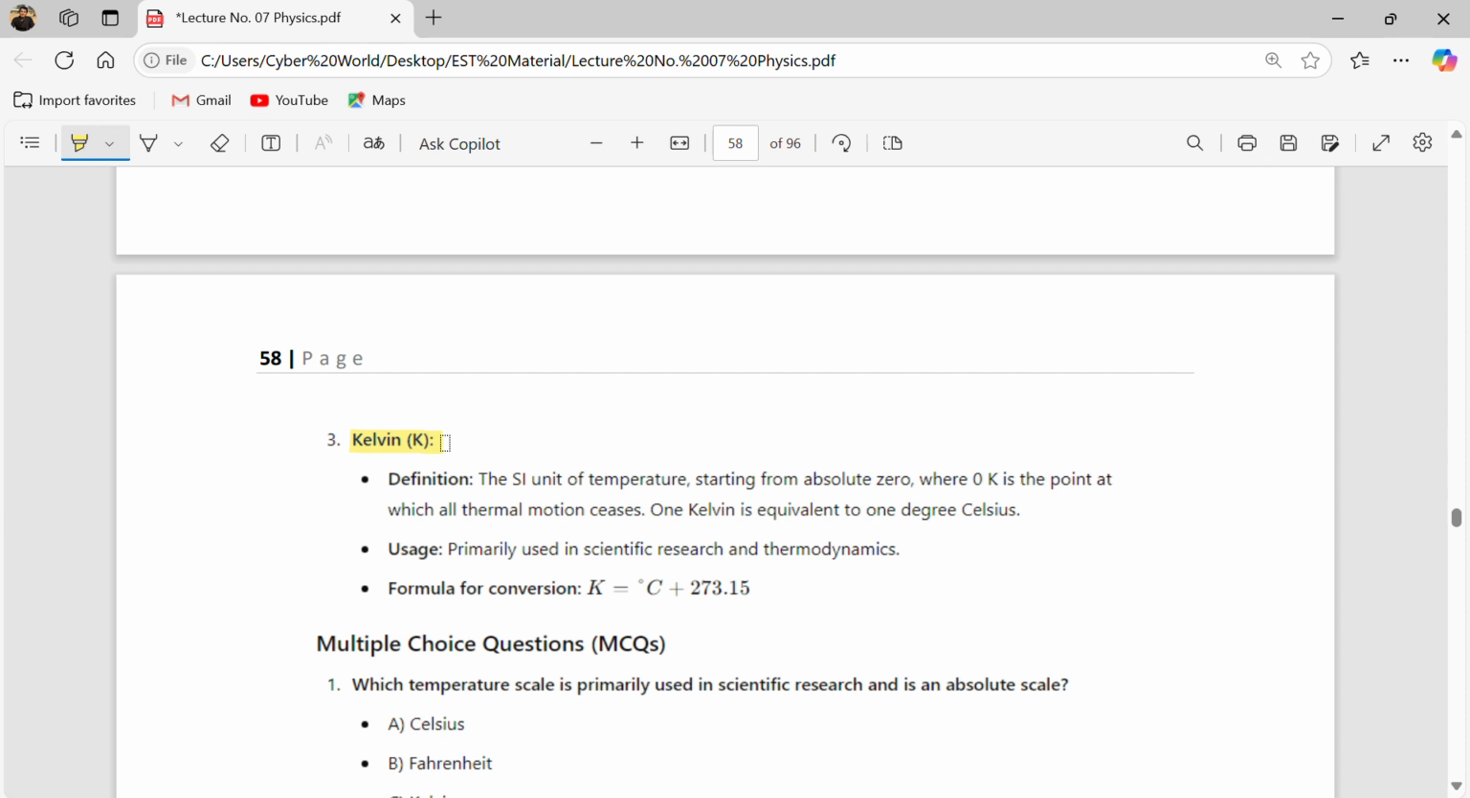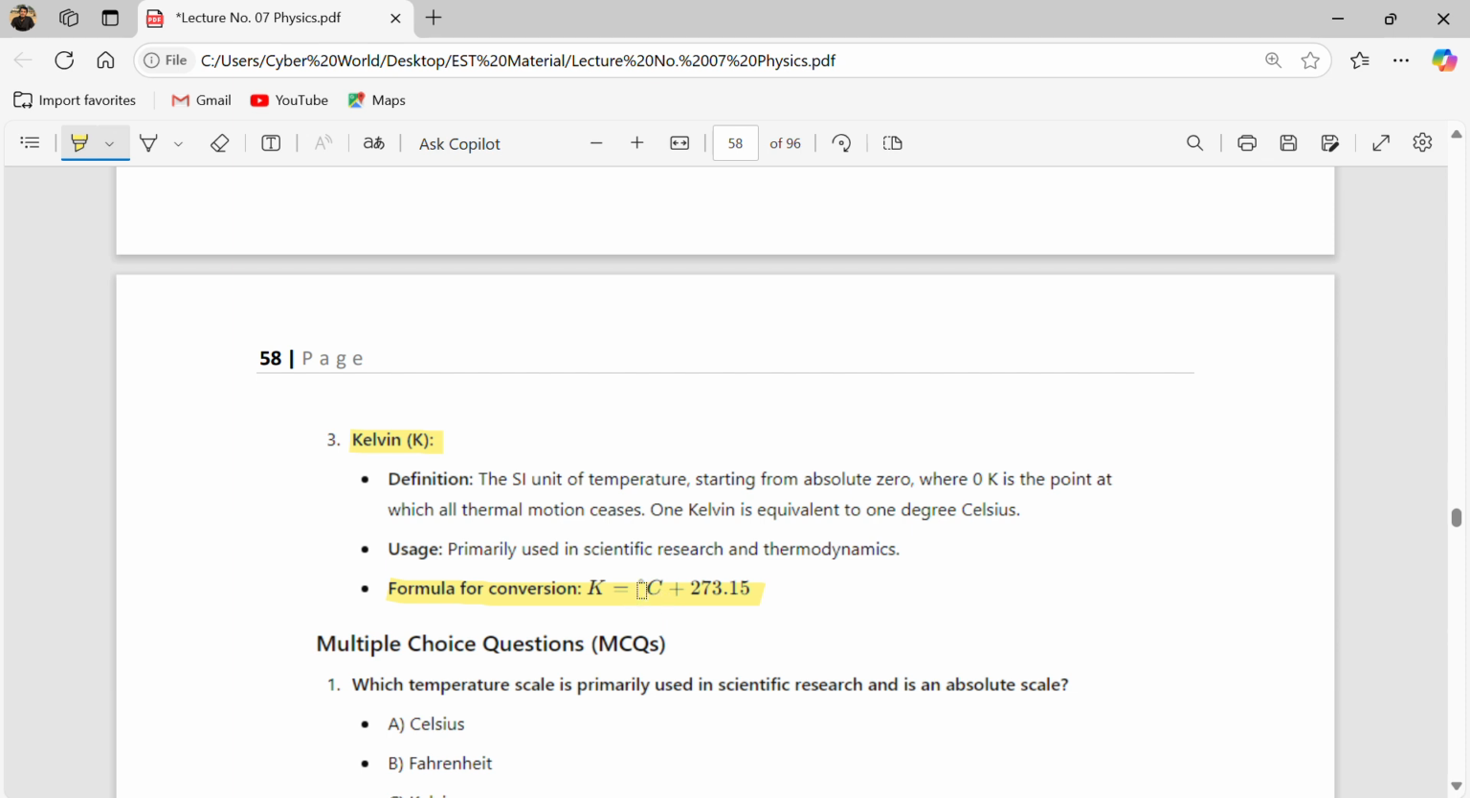And what is the formula for the conversion of the Kelvin? So if you want to convert Kelvin into Celsius, what do you have to do? If you have a value of Celsius and you have to convert it into Kelvin, you just have to add 273.15. Okay, so that is the formula to convert Kelvin into Celsius or Celsius into Kelvin. If the value of Kelvin is mentioned and you want Celsius, you just have to subtract 273.15. So this is the correlation between the Kelvin and the Celsius.